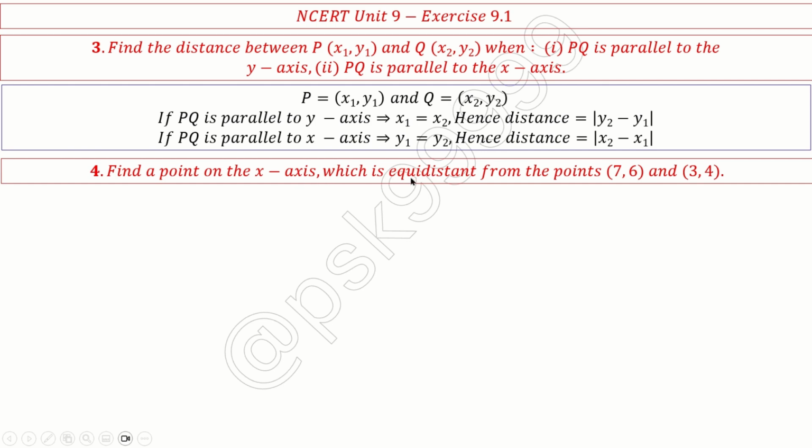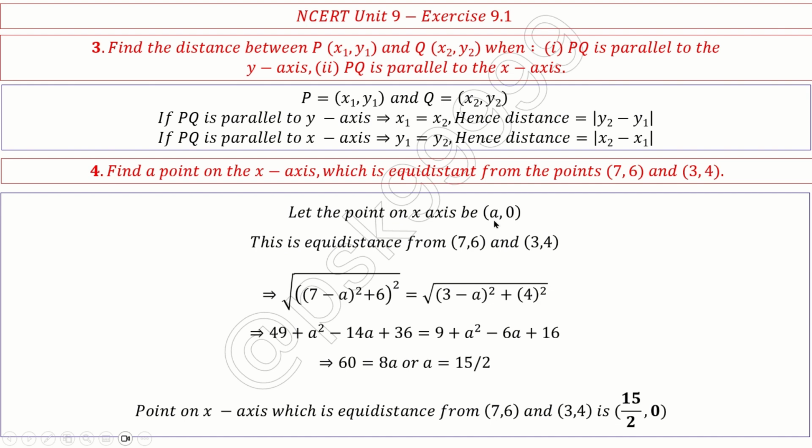Find the point on the x-axis which is equidistant from these 2 points. Let's say the point is a comma 0. It is on the x-axis, so a comma 0. It is equidistant from these two, which means square root of (7 minus a) whole square plus 6 square equals square root of (3 minus a) whole square plus 4 square. If I expand it, this is what it will become. Then solve it for a, you will get the answer. It is nothing but 15 by 2 comma 0.